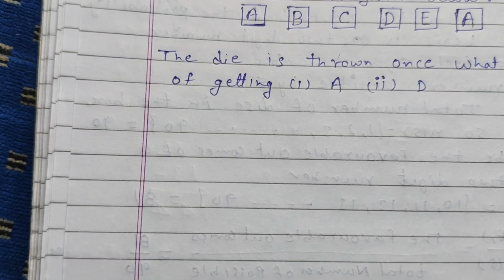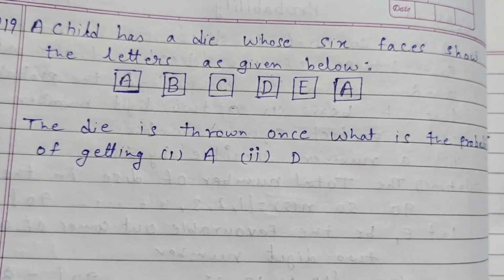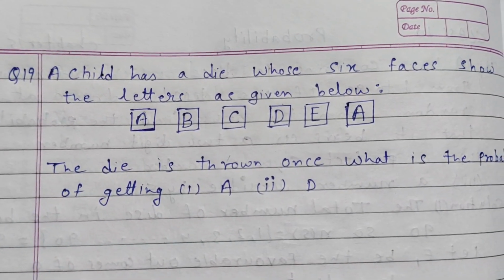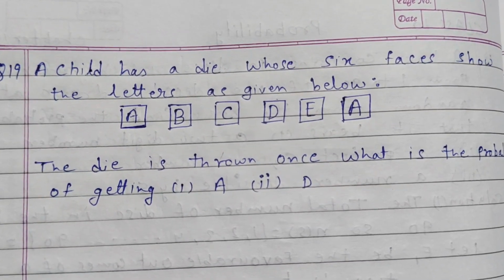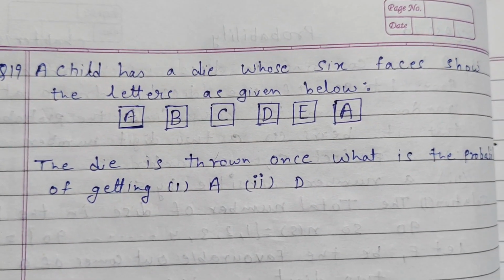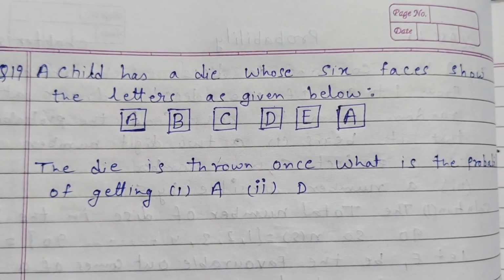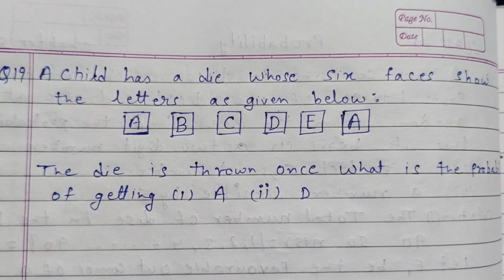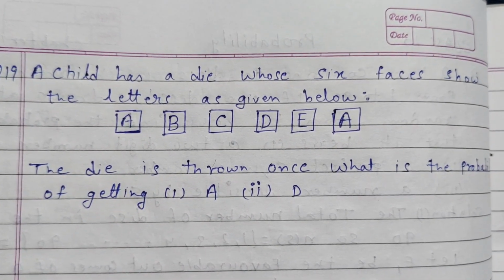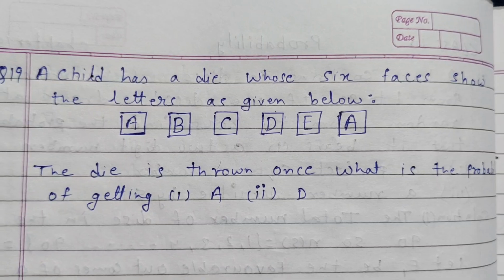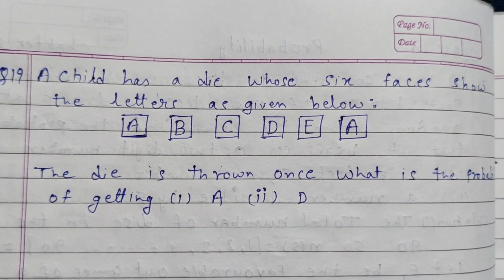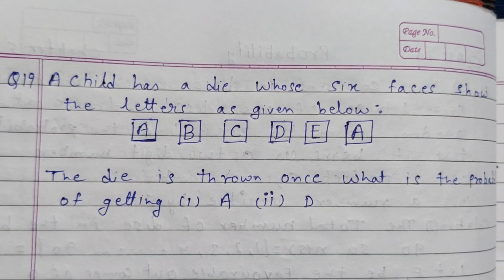Let's do Question 19. Question number 19: a child has a die whose 6 faces show the letters as given below: A, B, C, D, E and again A. A die is thrown once. What is the probability of getting A, and second, the probability of getting D? So we solve this out.